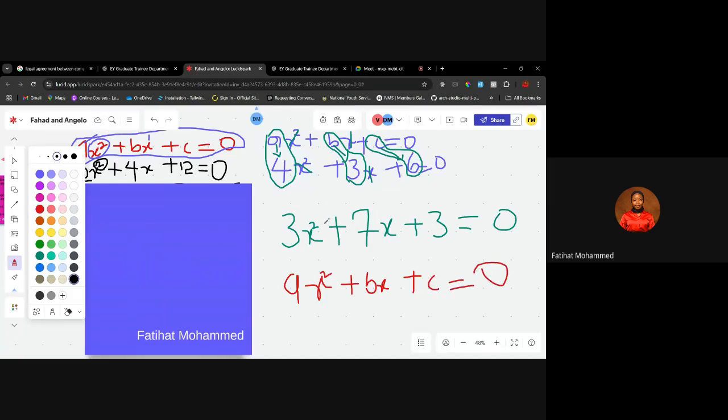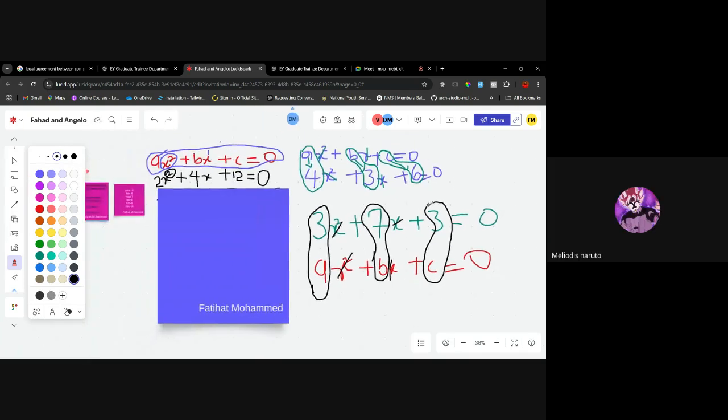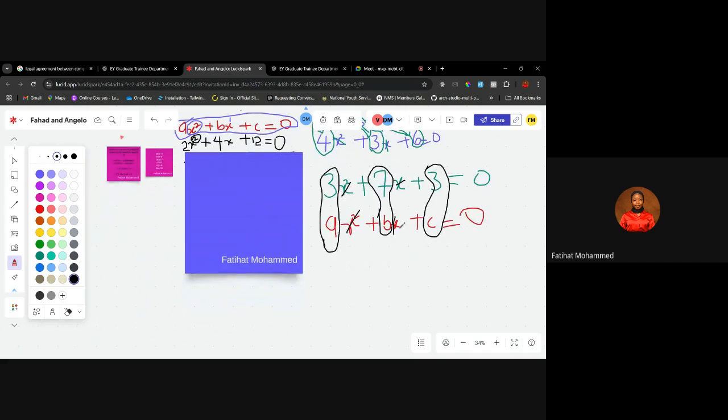If x raised to power 2 cancels x raised to power 2, then obviously my A will be equal to 3. If this cancels this, B equals 7. And obviously C equals 3.